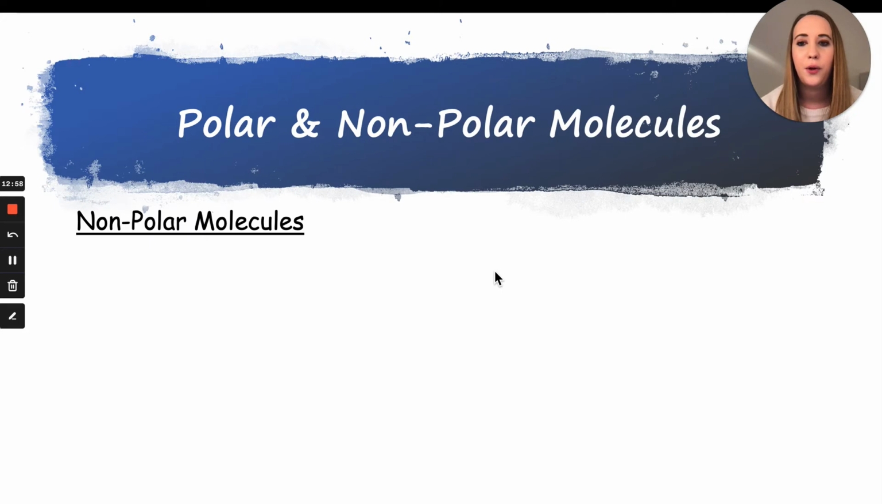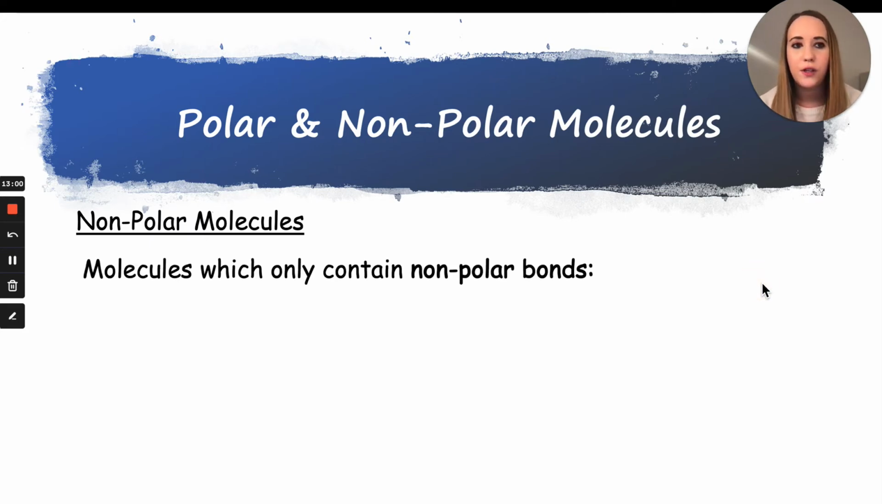If we start by looking at non-polar molecules, the obvious situation where a molecule will be non-polar is when it only contains non-polar bonds. So if you only have atoms with the same electronegativity joining together, you only have non-polar bonds, then there's no way that your molecule can be anything other than non-polar. Okay, so kinds of molecules to watch out for here are obviously our elements, which will have the same electronegativity and therefore non-polar bonds, or compounds where you have atoms of the same electronegativity joined together.